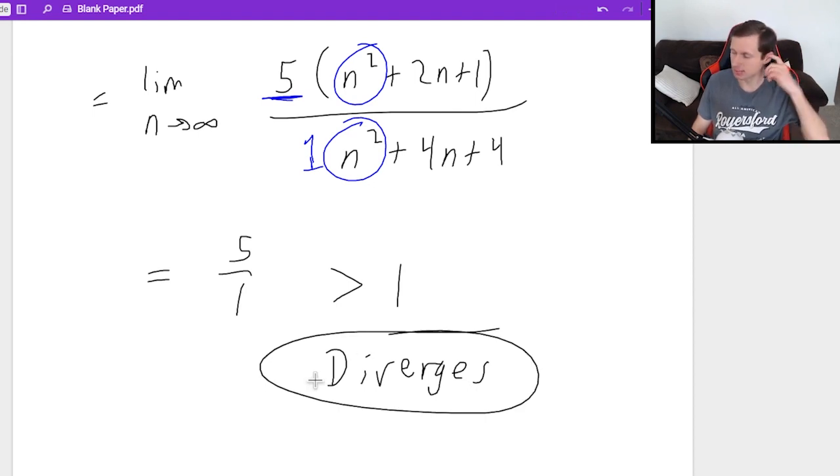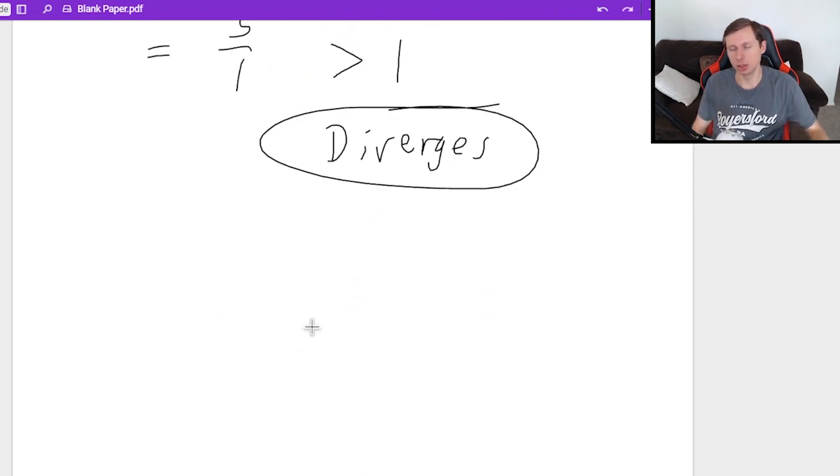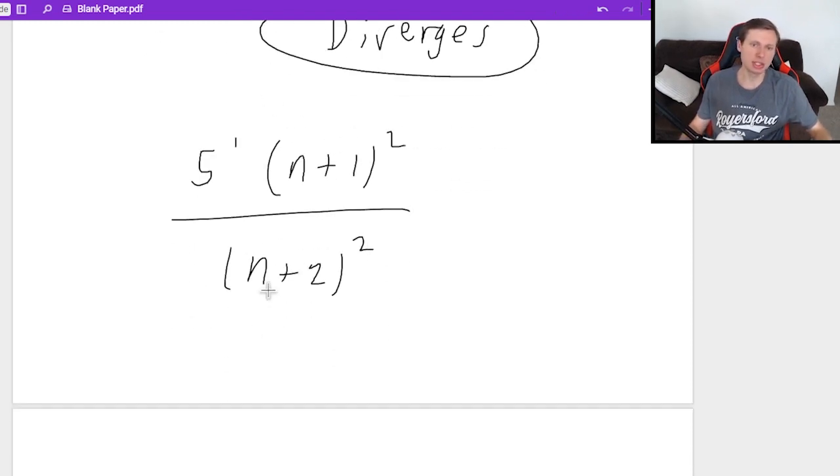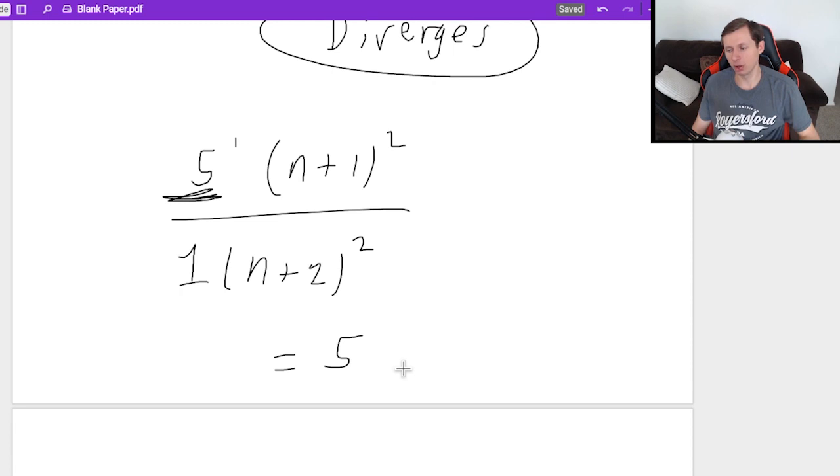the ratio test. Now one more thing I do want to say for this problem is that earlier I mentioned the fact that you didn't actually have to FOIL out the n plus 1 and n plus 2 squared. And the reason for that is if you don't FOIL it out, you get this right here. And I would say for this one that I don't even need to FOIL it out. I know it's going to be n squared in the numerator and denominator, and my coefficient is still going to be 5 over 1. So you can get 5 without even needing to FOIL. Now if you're not confident, then I would definitely recommend FOILing, obviously. But you don't have to, is what I'm saying.